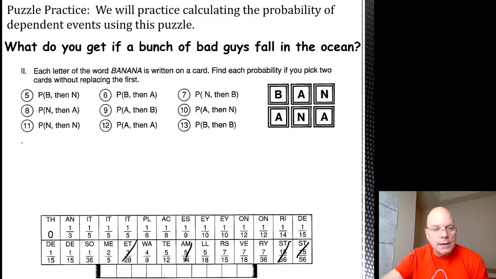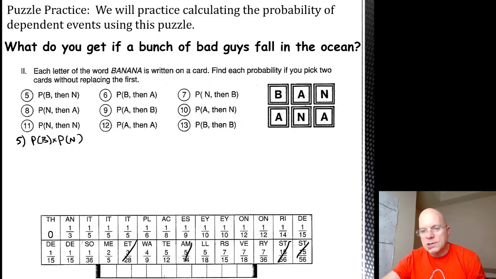Alright, we're on number 5. I'm going to have to crowd my work, which is never a good idea. I'm going to color code them to make them clear, and I'm not going to write after B anymore. I'm just going to know that you know that they're dependent. So with the probability of getting B, this is like a Scrabble situation.